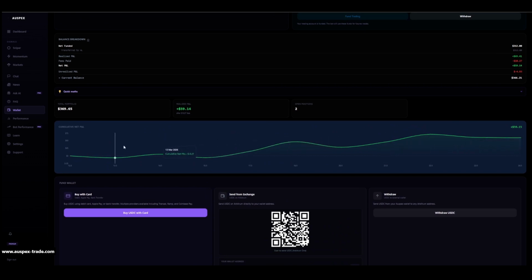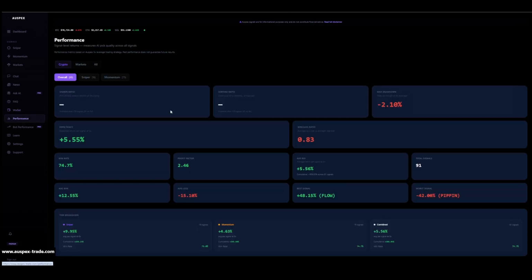The performance page gives you complete transparency on signal quality. Filter by crypto or markets, and see overall performance or break it down by sniper versus momentum signals. Key metrics include win rate, currently 74.7%, profit factor at 2.46, average ROI of 5.56%, and detailed statistics like Sharpe ratio, max drawdown, and best and worst signals.